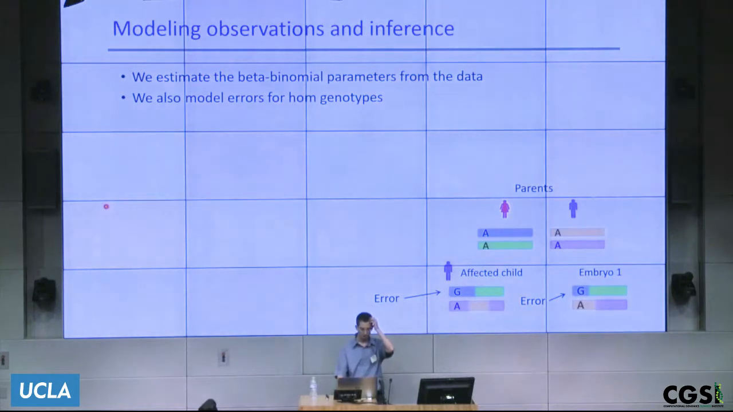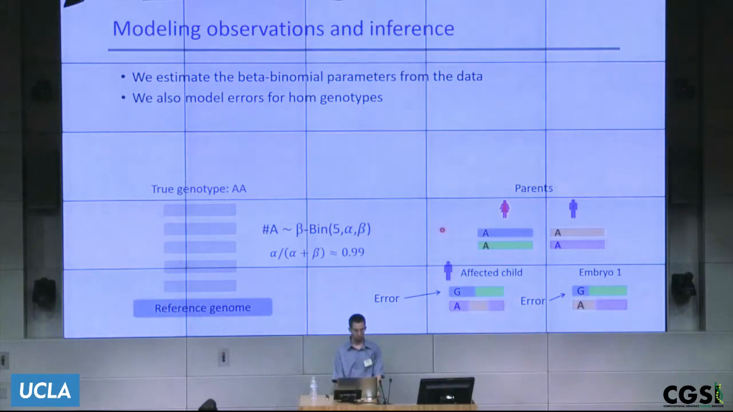Okay. So we learned the parameters of the beta binomial distribution from the data from sites that indeed were confirmed to be heterozygous in a different experiment. And we also need to model errors for homozygous genotypes. So for example, if both parents are homozygous for A, and we see G either in the affected child or in one of the embryos, this indicates an error either in the parents or in one of the children.